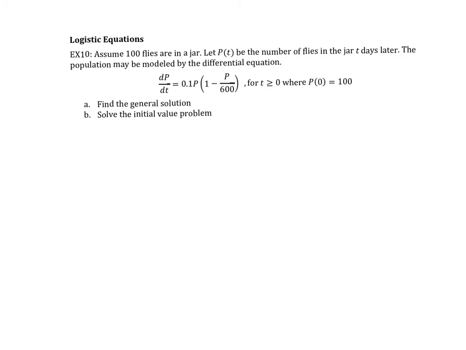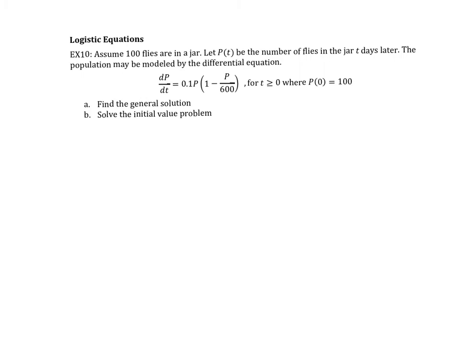An application that comes up a lot with separable differential equations is what we call a logistic equation. So a logistic equation is just simply a population equation, and it comes up a ton. In example 10, we have 100 flies. They're in a jar. We're going to let P of t be the number of flies in the jar t days later. The population may be modeled by this differential equation. So we're given this differential equation. We're told that t is going to be greater than or equal to 0 because here t is actually time. And the initial condition is the population at t equal to 0 is equal to 100 flies.